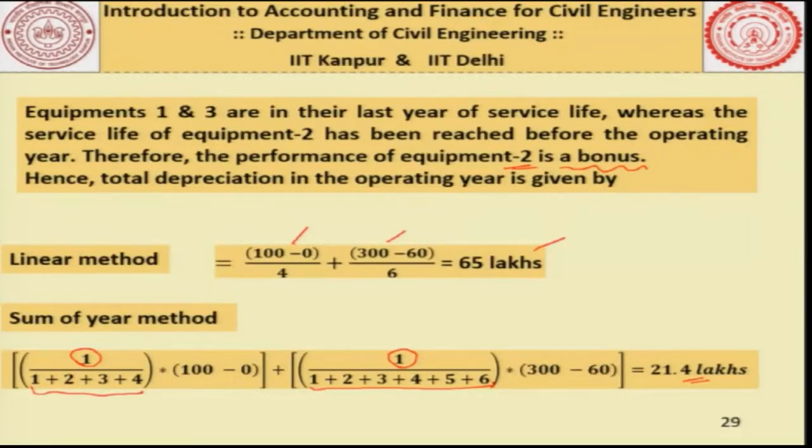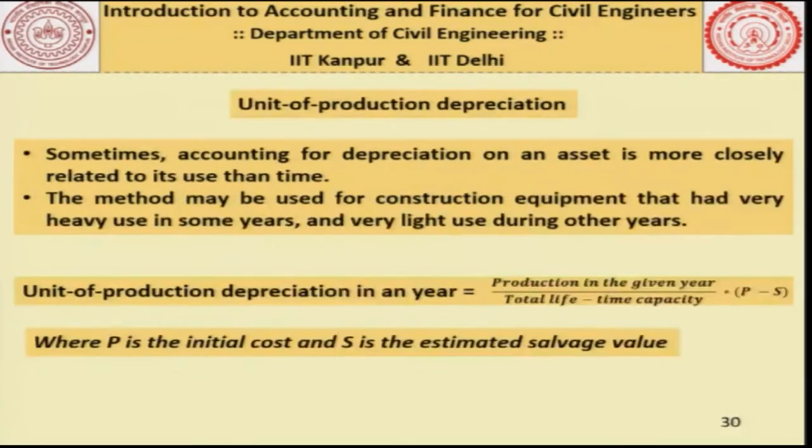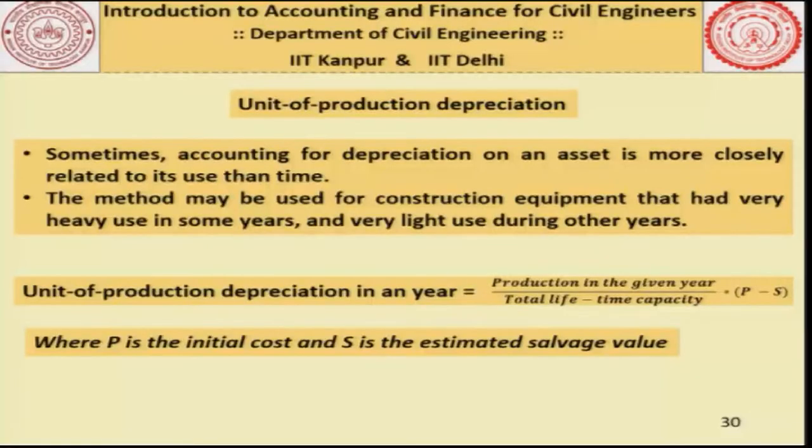Now, so far, we have talked about a service life and the depreciation being related only to the service life. Is there any other way that we can count depreciation as far as construction equipment is concerned? Yes, the answer is yes. That can be based on the unit of production method. Unit of production depreciation basically accounts for the fact that an equipment may not be able to work beyond a certain point if it has been used for a certain amount of work. Basically, sometimes accounting for depreciation of an asset is more closely related to its use than time, and the method may be used for construction equipment that has very heavy use in some years and very light use during others.